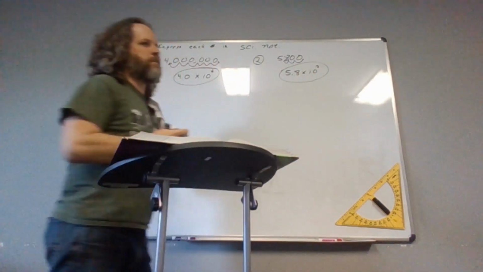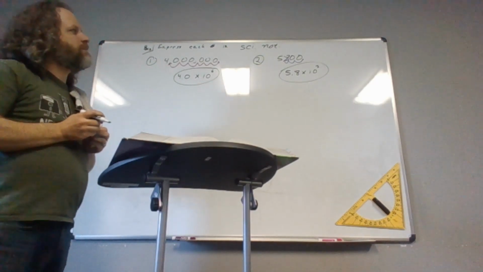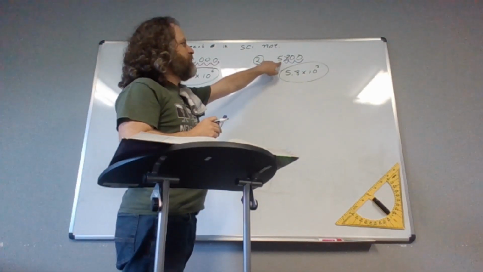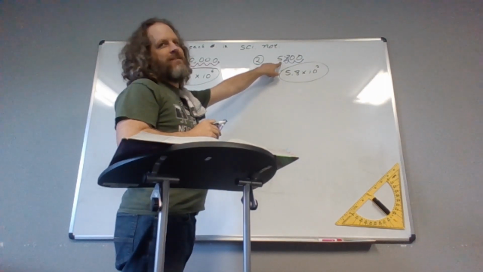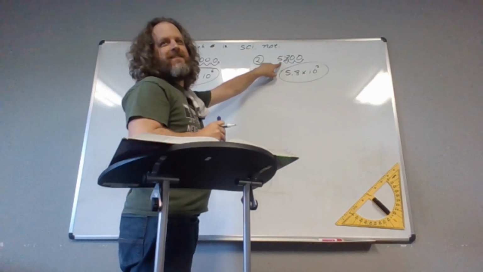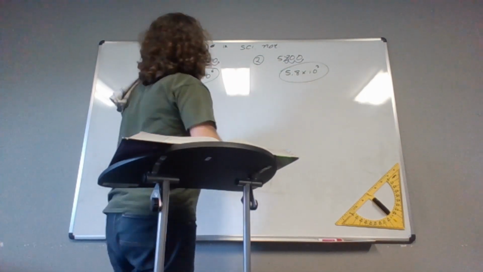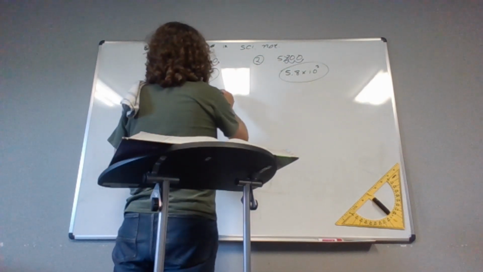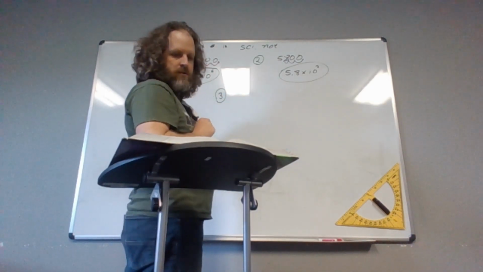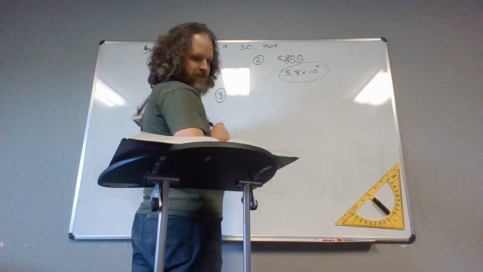Why is it 3? You said to the right of the first non-zero number. Which is the first non-zero number? That's the leftmost. Is that a better word for you? Leftmost non-zero number. All right. One more example.